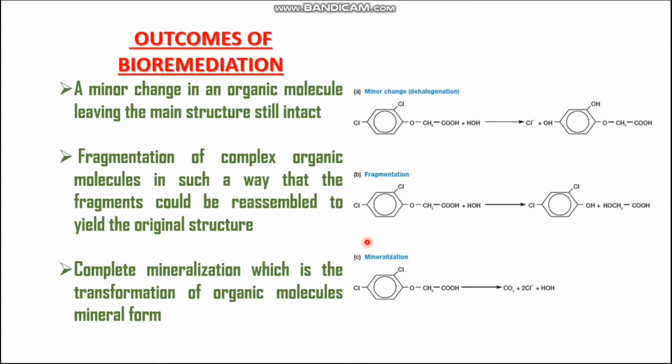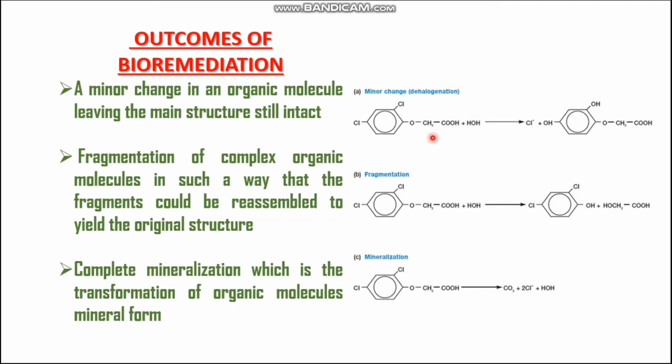Next, let us discuss the outcomes of bioremediation. The first is a minor change in an organic molecule, leaving the main structure still intact. We can do a small change. For example, here in this case we have removed a halogen from the main structure, that is dehalogenation, and it can be detoxified. This is also a type of bioremediation. And next is fragmentation.